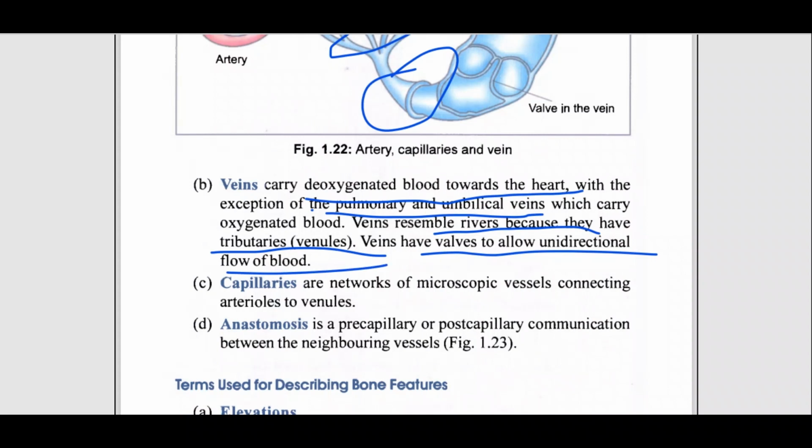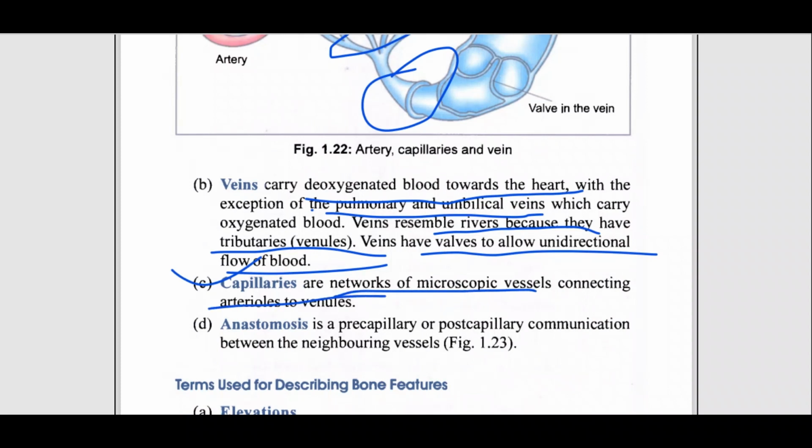Veins have valves to allow unidirectional flow of blood. However, arteries do not have any valve. Arteries में कोई भी valve नहीं है because vein carries blood from different parts of the body to the heart. तो इसको valves की ज़रूरत होती है. However, arteries do not need any valves.